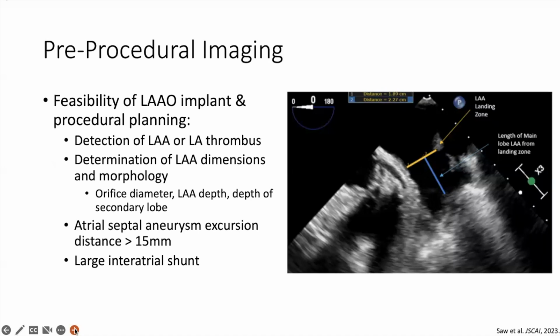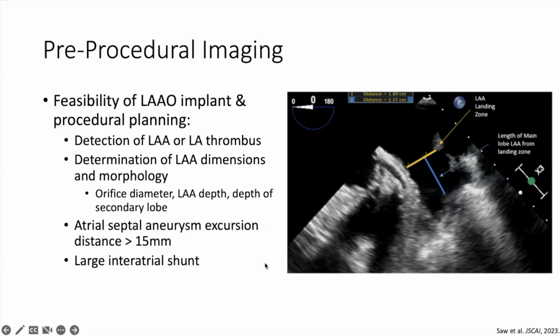So as I mentioned before, detection of any thrombus in the left atrial appendage or left atrium is very important. It's a contraindication to the procedure. Also determining the dimensions and the morphology is very important for sizing the device appropriately. So looking at the orifice diameter, looking at the LAA depth along the main lobe, and then also the depths of any secondary lobes. If there's a secondary lobe that's too close to the orifice, there's a chance that it could not be completely occluded by the device and lead to a device leak.